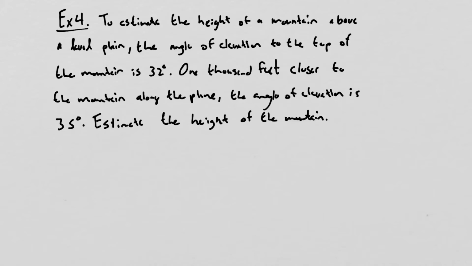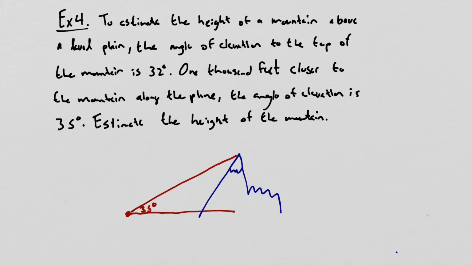Here we're given two or three pieces of information. First, at our initial point, we see that the angle of elevation is 32 degrees to the top of the mountain. And here's our mountain. Then 1,000 feet closer, somewhere over here, we see that the angle of elevation is 35 degrees. And from this, we should be able to find what the height of the mountain is, approximately. And I made one little mistake. This should be 32 here.